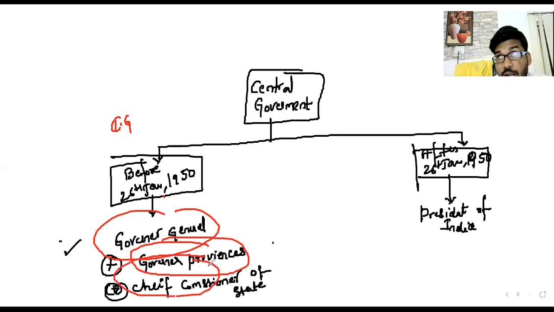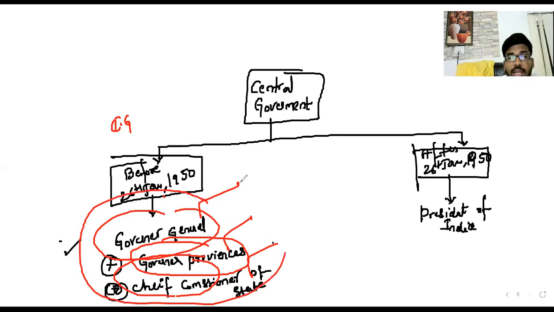We are discussing Part A, Part B, Part C, and Part D. Governor Generals for Part A states, Governor of Provinces for Part B states, Chief Commissioner of State for Part C states. Like that, all together it is called central government, before 26 January 1950.